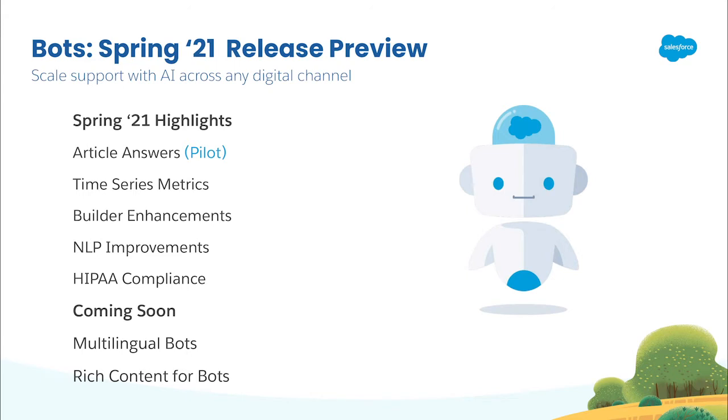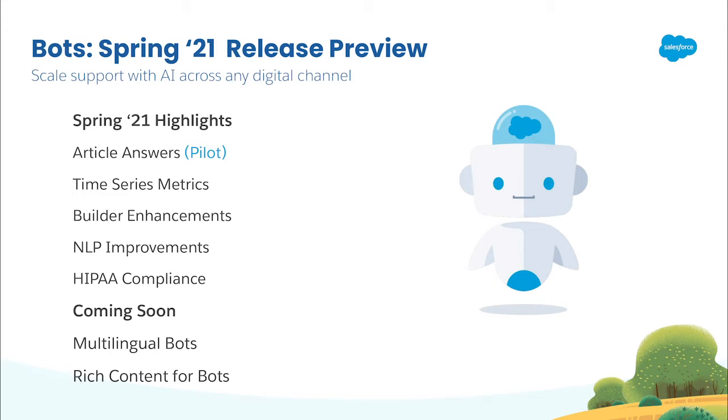Let's talk about the world of Einstein Bots and the exciting features we have for you in our spring 2021 release. In this release, you can build more intelligent chatbots in less time with our new enhancements. First up, we've got Article Answers, where Einstein helps you automate answers to frequently asked customer questions using your Salesforce knowledge articles. Next, we've got time series bot metrics, so you can now track key metrics to help you monitor and improve the performance of your bots.